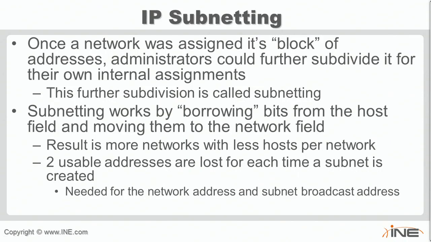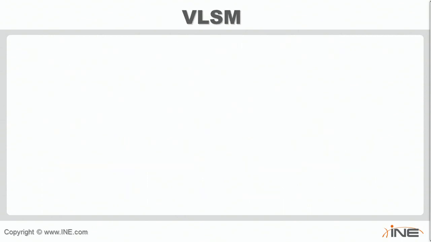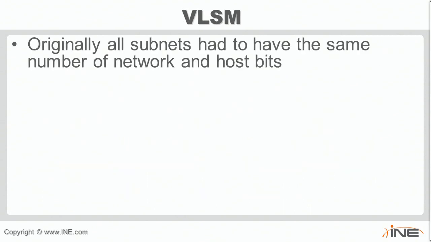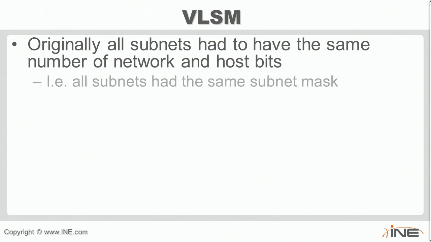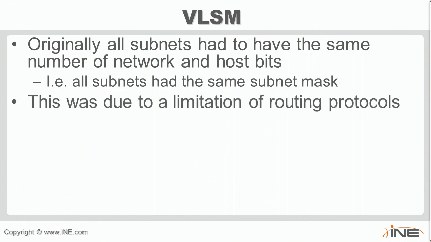Now, originally when subnetting was used, there was a restriction that all subnets in the network had to have the same subnet mask, or basically it means that you have to divide the major network that you were assigned into an equal number of subnets. So it means that all of them had to have the same subnet mask. And this had to do with the limitation of some of the routing protocols, like the original RIP version 1 routing protocol, or Cisco's original proprietary IGRP protocol, the Interior Gateway Routing Protocol.